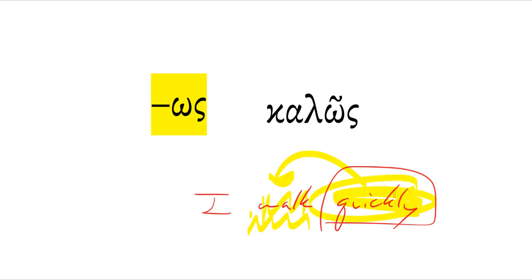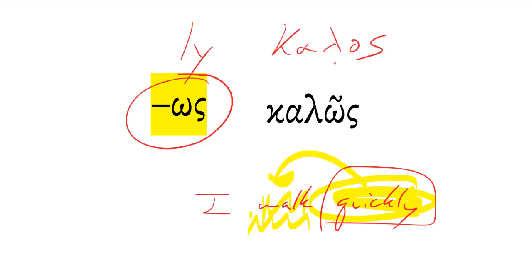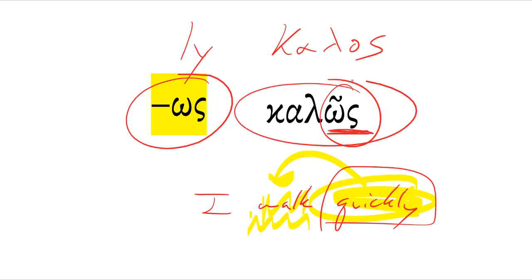I walk quickly. In Greek, the equivalent of the ly ending in English is os, right? So kalos means good, kalos means well, right? Or goodly, right? It means well. So that os ending, when you see that, you can think to yourself, I bet this is an adverb of some kind.